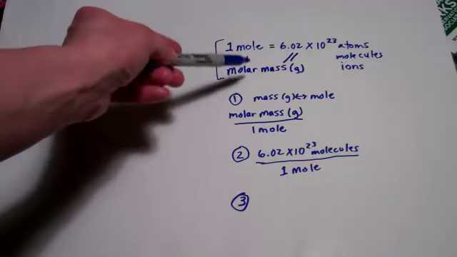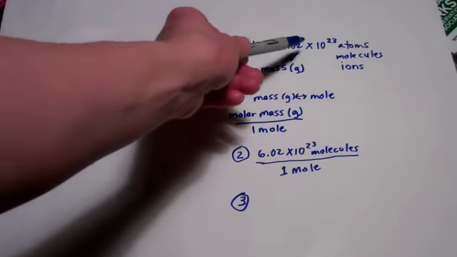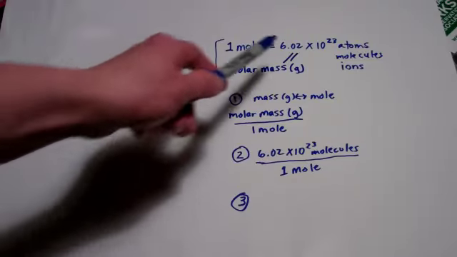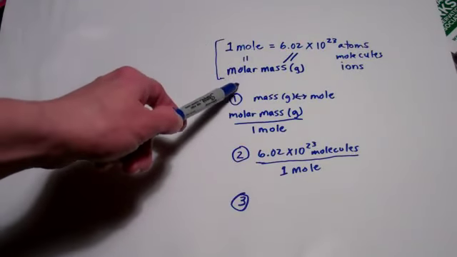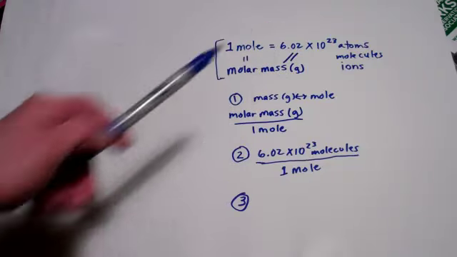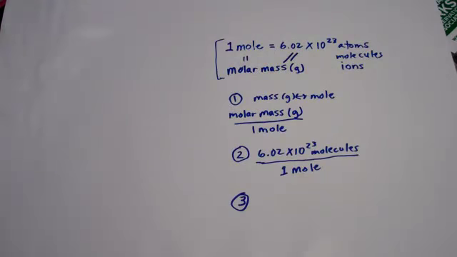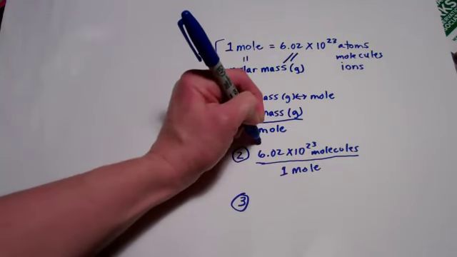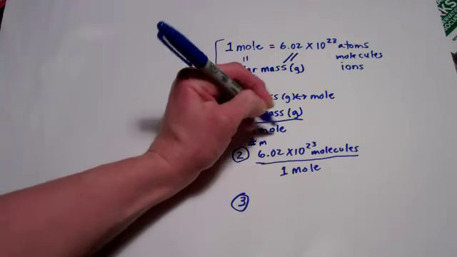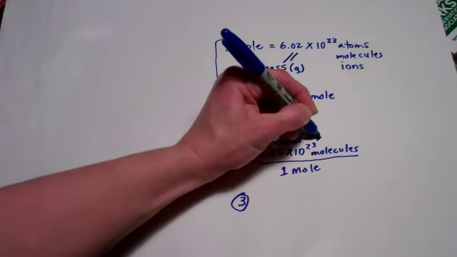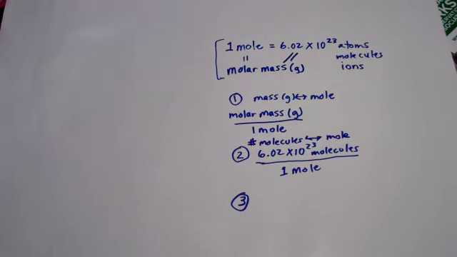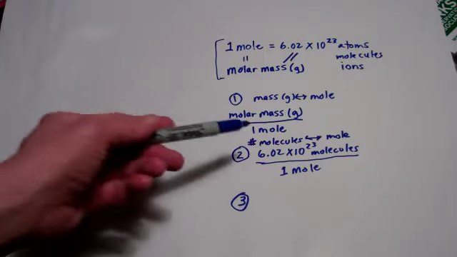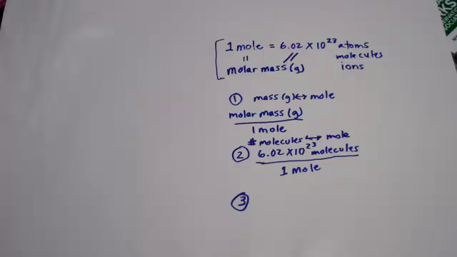So if our molar mass in grams equals 1 mole, and 6.02 times 10 to the 23rd atoms equals 1 mole, then we can say our molar mass is going to equal 6.02 times 10 to the 23rd. So for the number 2 conversion factor, this would be looking at number of molecules and going to the mole. Anytime we have problems that are asking us about number of molecules or number of atoms, we're going to want to use Avogadro's number to figure out those problems.